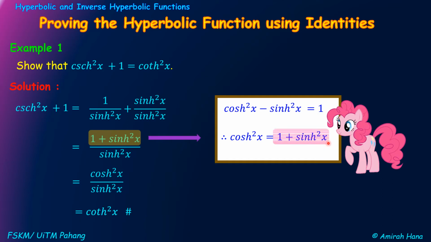Now we have 1 plus sin squared x, which is equivalent to cos squared x. Okay, means that this row is equivalent to this row. And then cos squared x over sin squared x equals cot squared x, which is equivalent to the right-hand side. Now, we have proved that left-hand side equals right-hand side. So, it is shown.